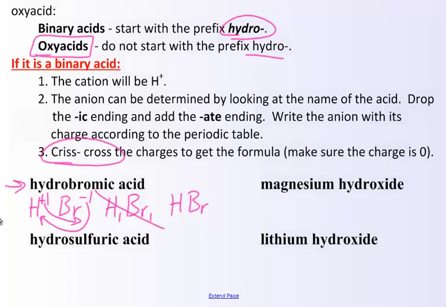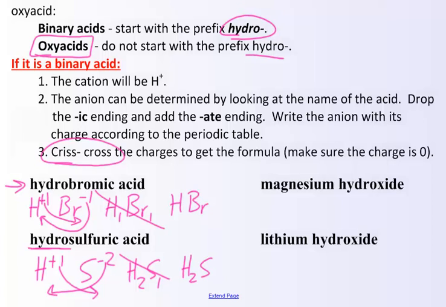Let's look at our next one. Binary, because it's hydro. We have sulfuric, which is sulfide. So we have hydrogen, which is +1. We have sulfur, which is -2. So using our crisscross, we know that we would have H2 and S1. Well, again, of course, we don't put in the ones, so it's just H2S.